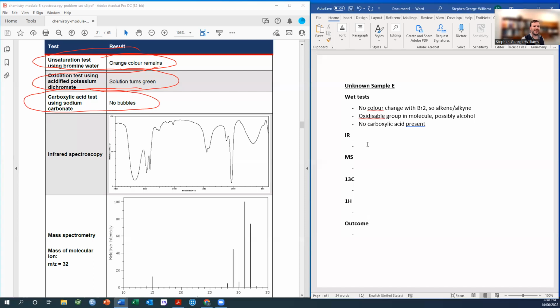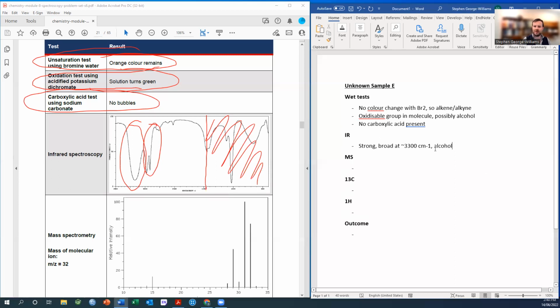Moving on to our IR. At this stage, I'm already suspicious that I probably have an alcohol. And if I ignore anything under 1500, the fingerprint region, the only things left of interest really are a signal here and one here. And so I've got this really strong, broad signal at about 3300. And that is typically associated with an alcohol. So again, very likely to be, I'll still say possibly, just in case, but I've now got two hints that I've probably got an alcohol in there.